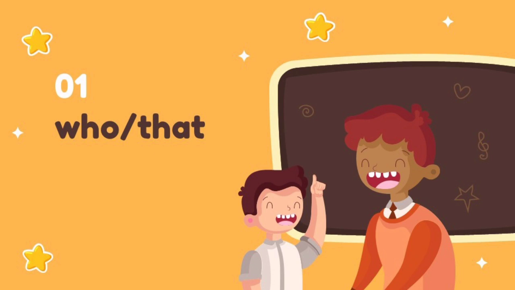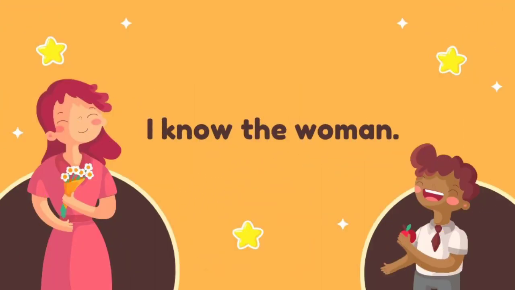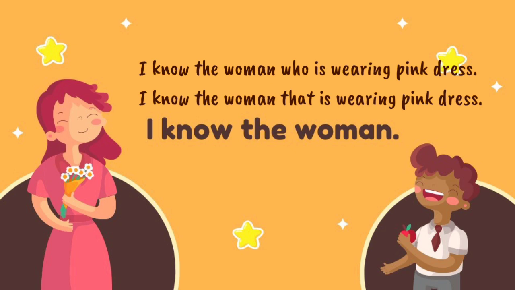Now let's find out when to use who or that in adjective clauses. Well, there are so many women, so we have to specify which woman you mean. In this sentence, we give more descriptions about the woman by saying is wearing pink dress. In this sentence, we use connectors either who or that because we do not mention the specific name of the woman.